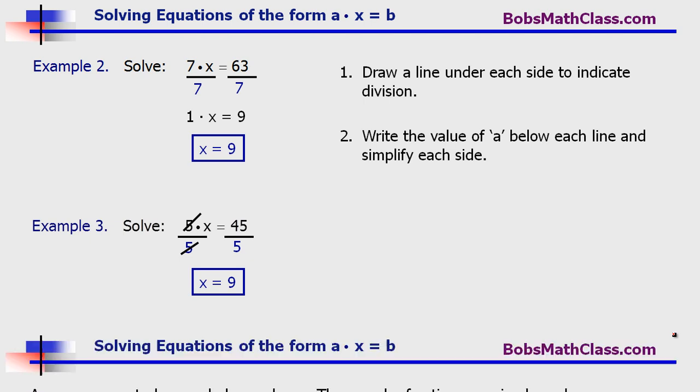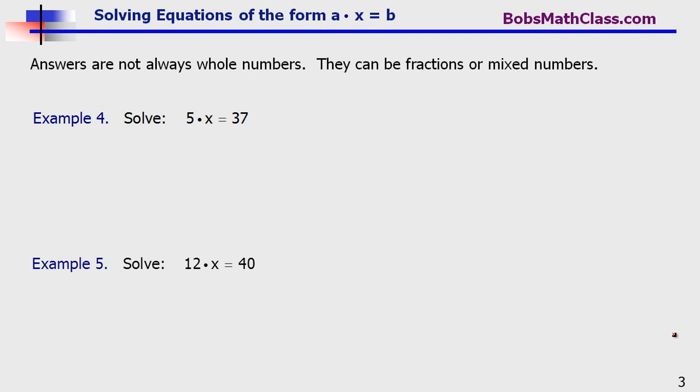Okay, let's move on. Answers are not always whole numbers. They could be fractions or mixed numbers. Okay, so the previous problems we worked out, the answers came out to be nice whole numbers. But this time you could get fractions or mixed numbers. So let's work those out. Again, what's the first thing we're going to do? Divide by 5.